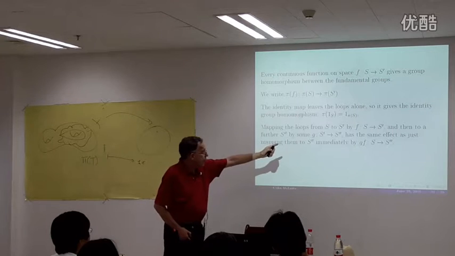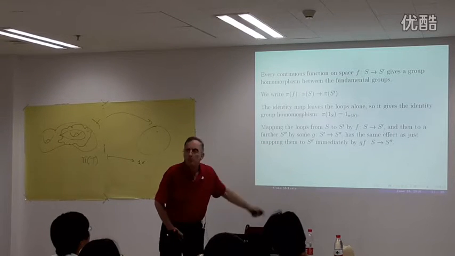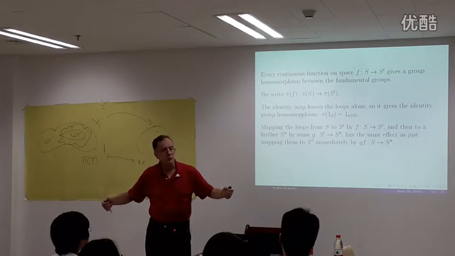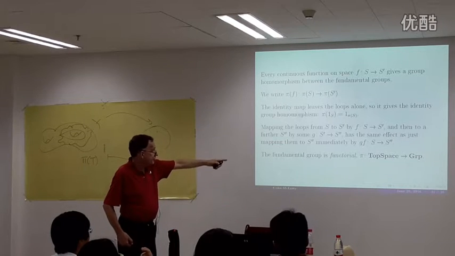Mapping the loops from S to S prime and then on to a further S double prime is the same as just having mapped them along a composite. It's the same thing, because that's how I map loops. I just apply functions. So this preserves composition.